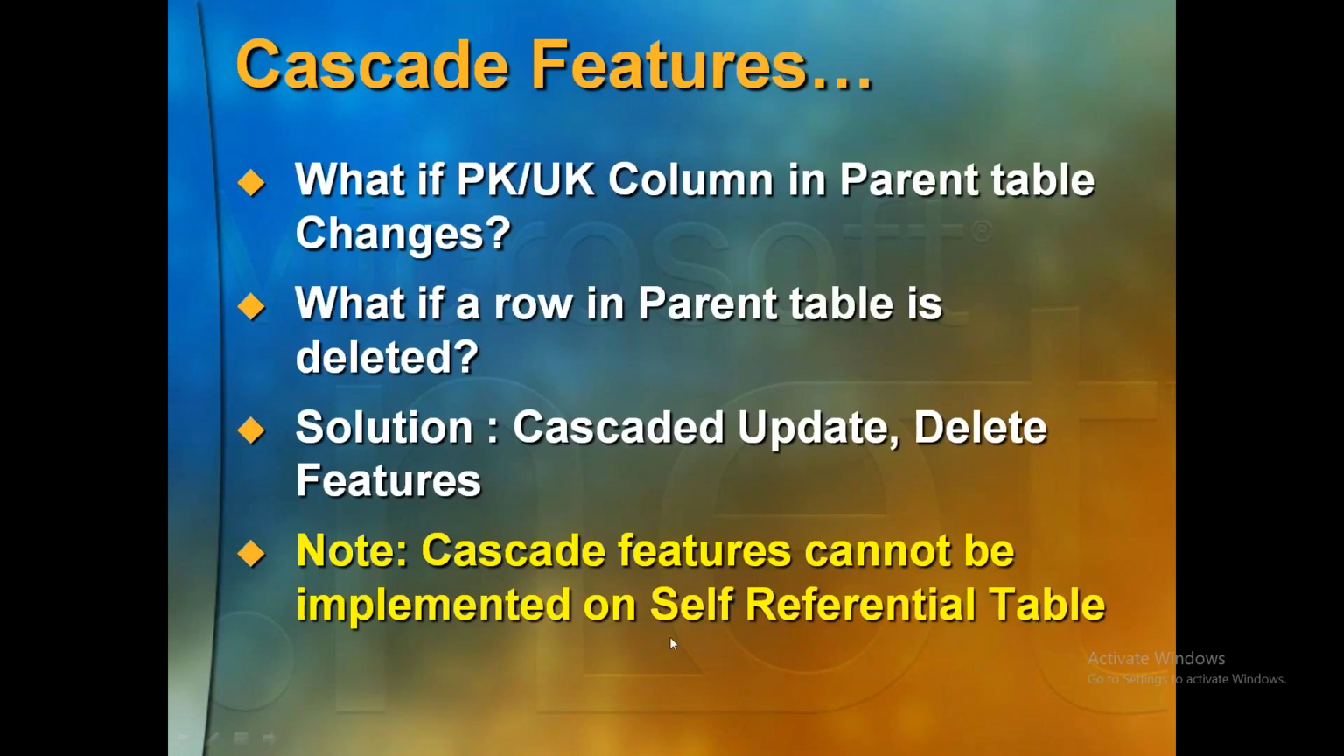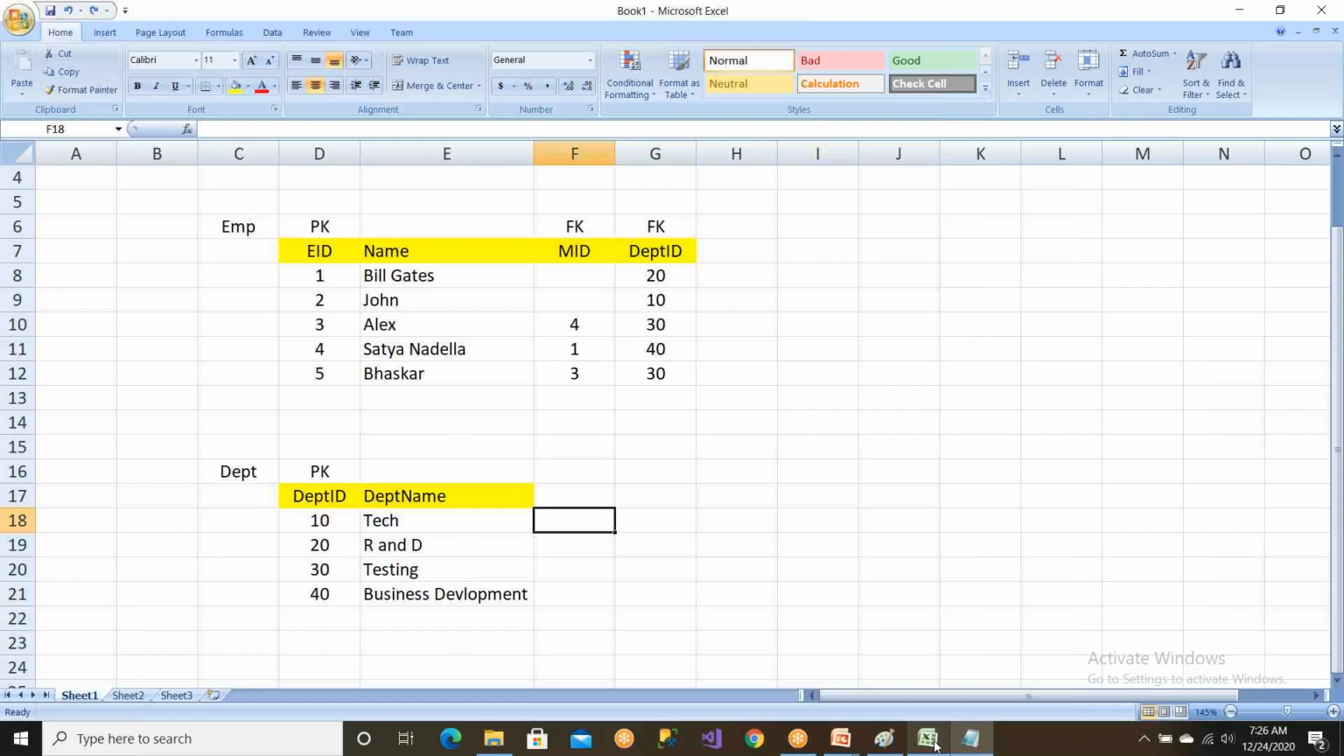Cascading features cannot be implemented on a self-referential table. Why? Because in the self-referential table, what happens? If you delete this record, four will get deleted. If you delete four, one will get deleted, like that. So one is linked to one. If you delete something, one more record will get deleted. So maximum table will get deleted. So cascading features cannot be used on self-referential tables. Always it is off in the self-referential tables. That is the interview question.